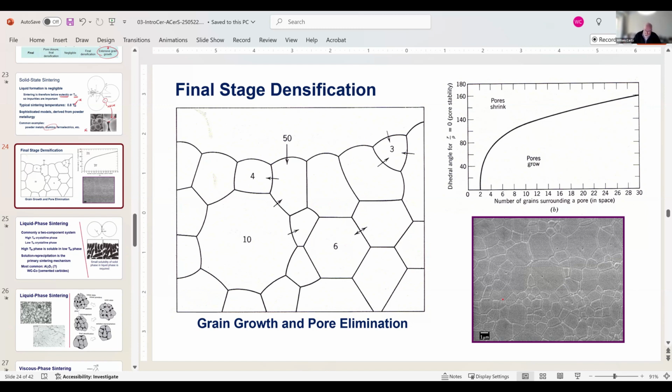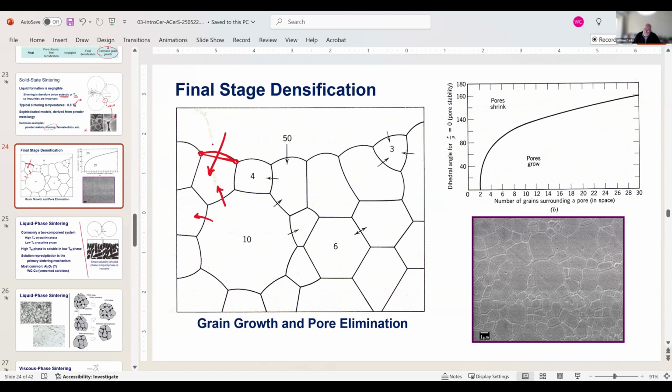So when I have curvature, if I were to take this material and draw a line from this point to that point, this line is shorter than this curve. That means that this curve wants to move in that direction. This line wants to move in that direction. This line wants to move in that direction. So you can see the arrows in here. Look, at 6, it doesn't want to grow. It doesn't want to move because the boundary is straight. This is 6-fold coordinated. This is 10. This is 4. This is argued to be 50. Here's 3. So a pore of 3 wants to be eliminated.